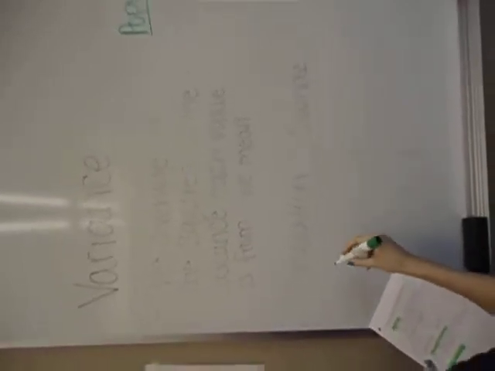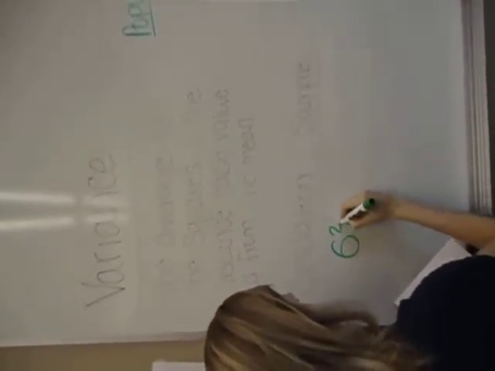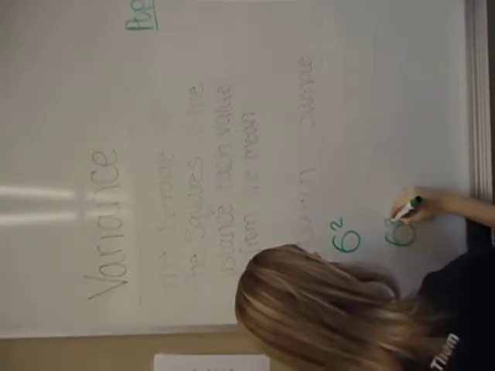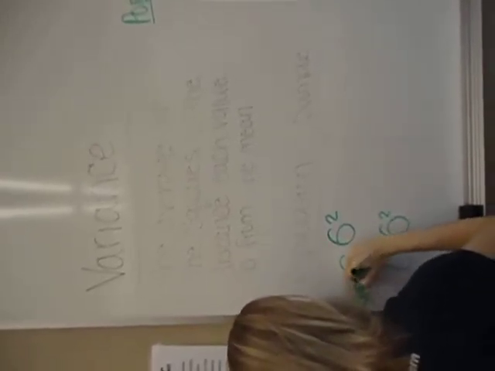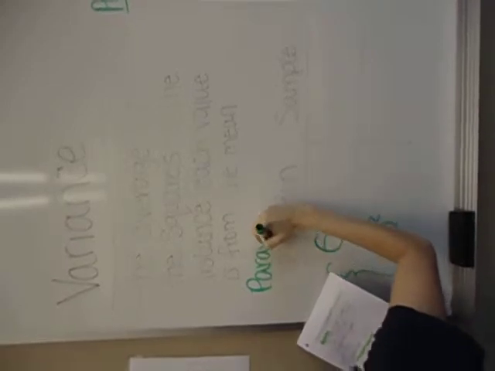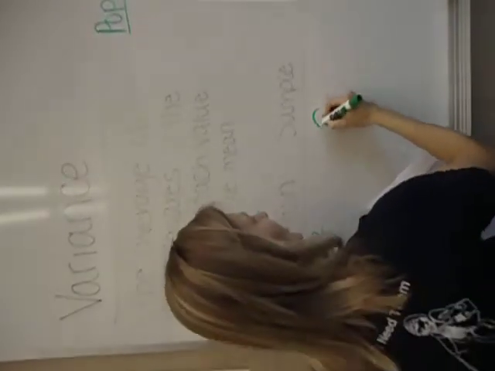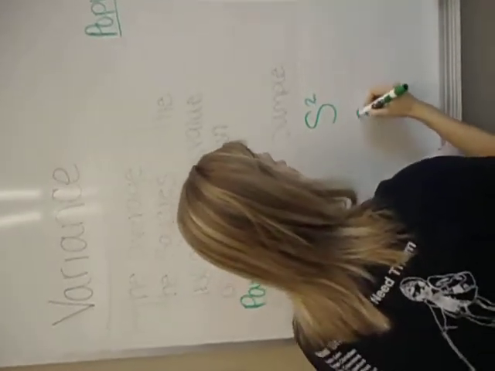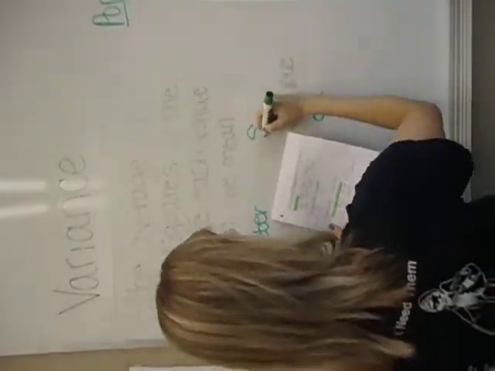For population, you have sigma squared and then just sigma. And population is also known as a parameter. The second kind is sample, and you just represent that with an S squared and an S. And this is also known as a statistic.